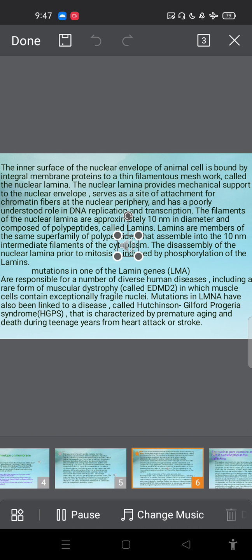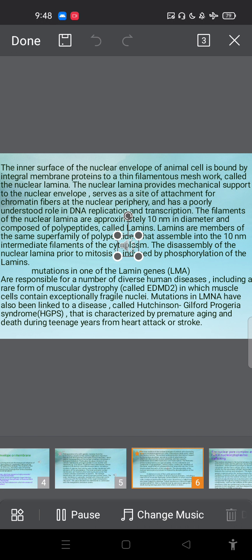The filaments of the nuclear lamina are approximately 10 nanometer in diameter and composed of polypeptides called lamins. Lamins are members of the same superfamily of polypeptides that assemble into the 10 nanometer intermediate filaments of the cytoplasm. The disassembly of the nuclear lamina prior to mitosis is induced by phosphorylation of the lamins.